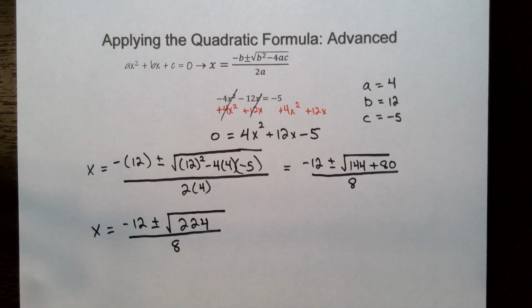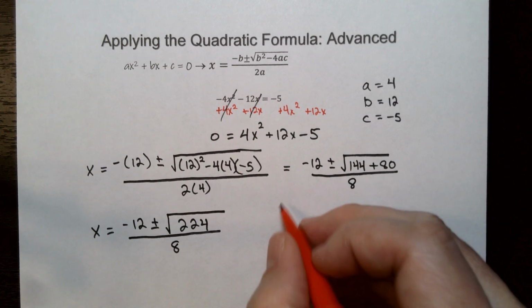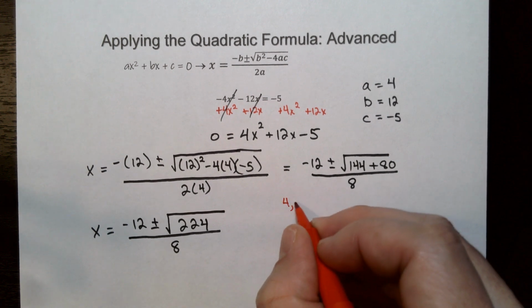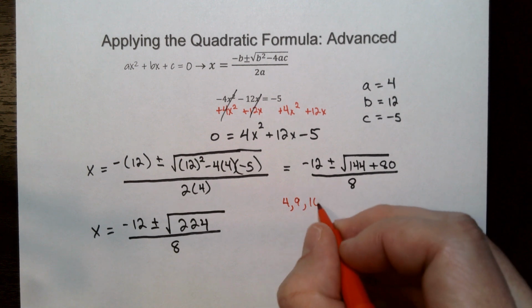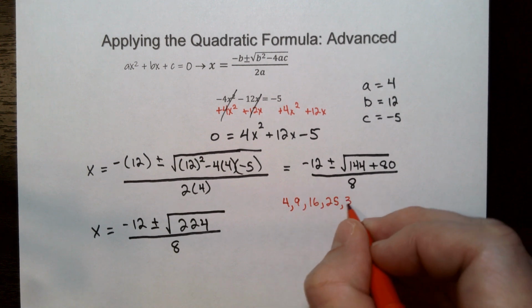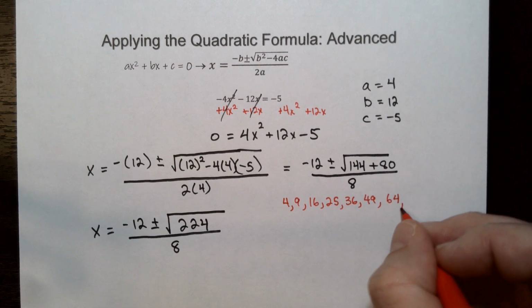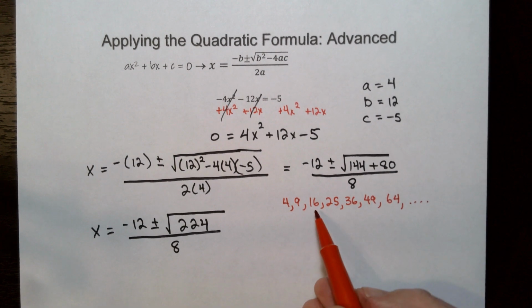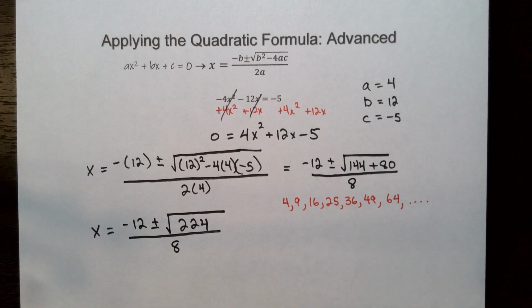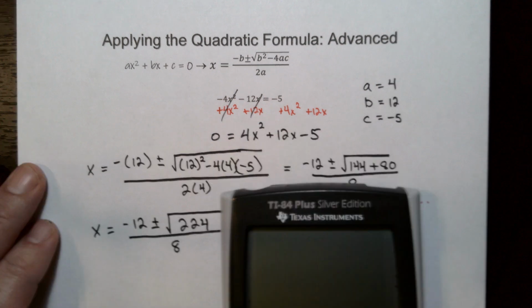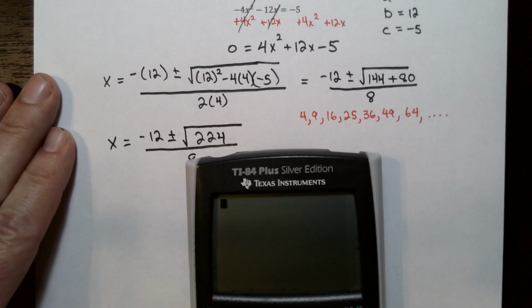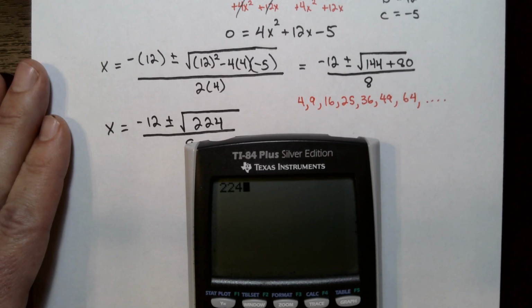Okay, now we want to see if we can reduce that 224 by seeing if it's divisible by any square numbers. So remember, your square numbers are 4, 9, 16, 25, 36, 49, 64, and so on. Okay, that's 2 squared, 3 squared, 4 squared, 5 squared, 6 squared, and so on. Okay, so let's see if it's divisible by any of those real quick. So 224 divided by 4. Yes, it is.